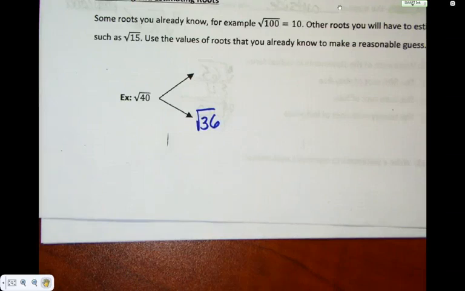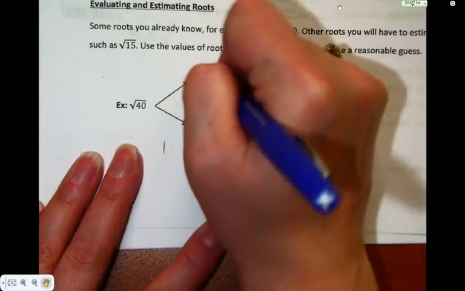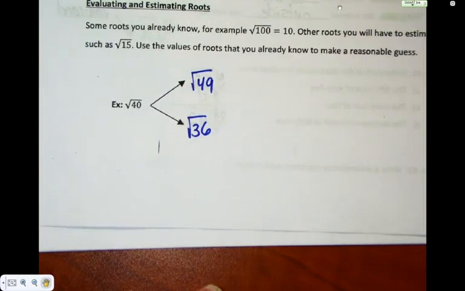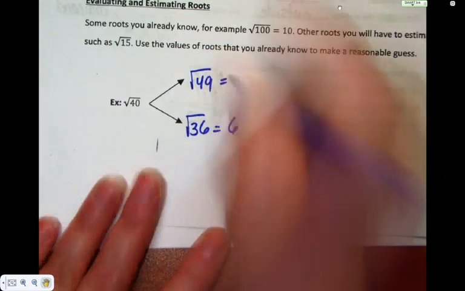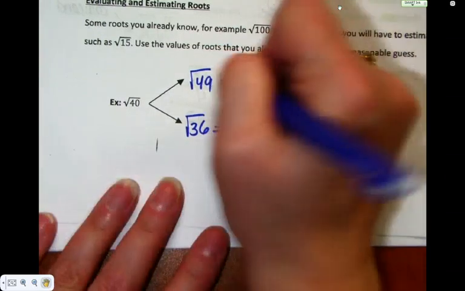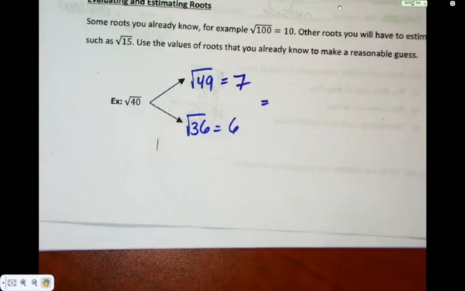Who's the closer one? 49. So it would have had to have been less than the root of 49. Well, what is the square root of 36? 6. And what is the square root of 49? 7. And then we're going to get the decimal by just saying, well, which one is it closer to? Is 40 closer to 36 or closer to 49? Closer to 36, that means the decimal has to be less than 5.